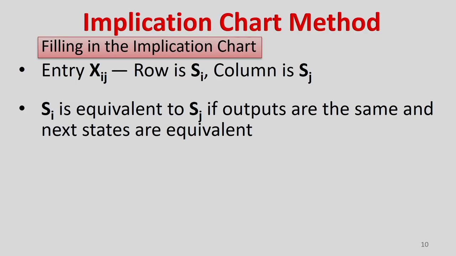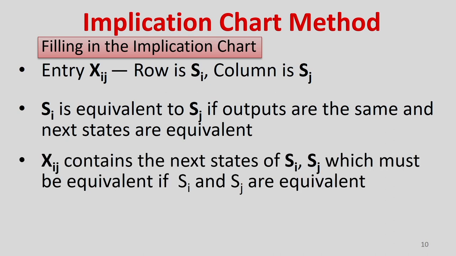So, S I is equivalent to S j if output are the same and next state are equivalent, and x I j contains the next state of S I S j, which must be equivalent if S I S j are equivalent. So, that is, we are trying to create a tertiary relations kind of thing.